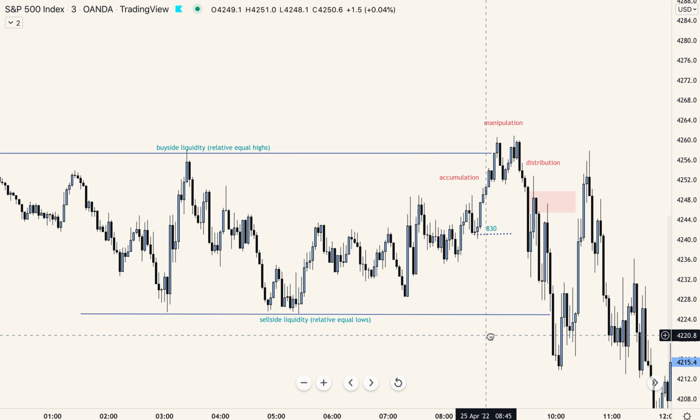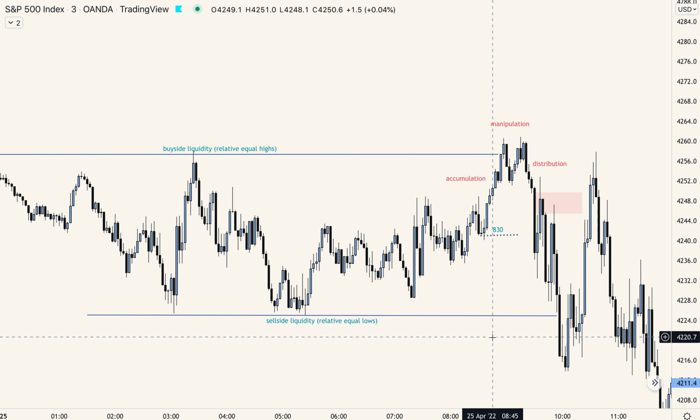So textbook setup, and I mean, you can't ask for much more than that. It played out exactly how it's supposed to. So it won't always do this, but it's always nice to see it play out this cleanly.